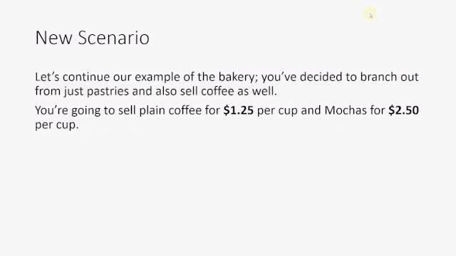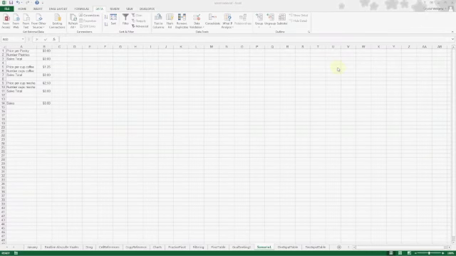So we're going to continue our example of our bakery, and we're going to expand the items that we sell. We're going to sell coffee for $1.25 and mochas for $2.50. We're going to use this pretend bakery to show you how to use the scenario tool. Let's return to our spreadsheet, the advanced Excel worksheet that you can download from the class Moodle's website.